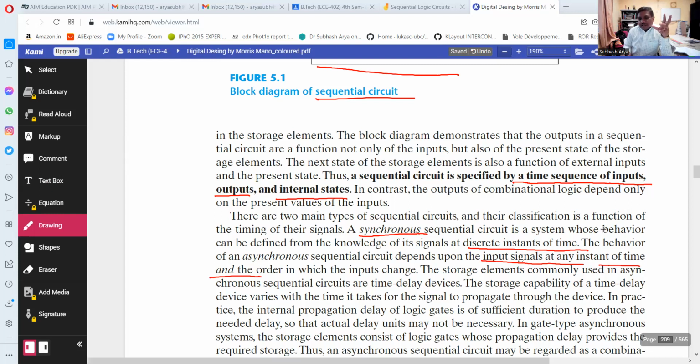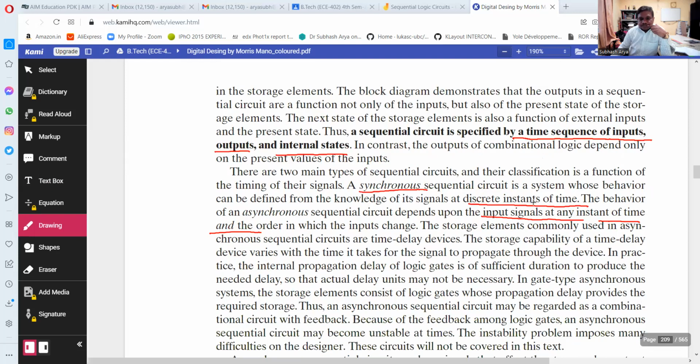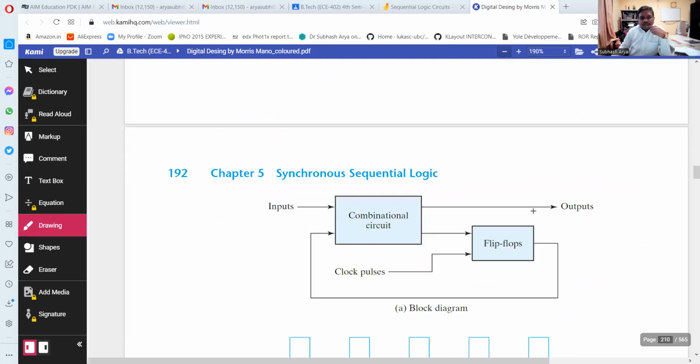We will see later on with examples the synchronous and asynchronous logic circuits. So let us begin with this here.